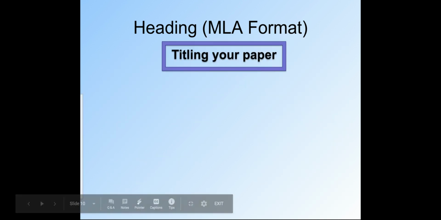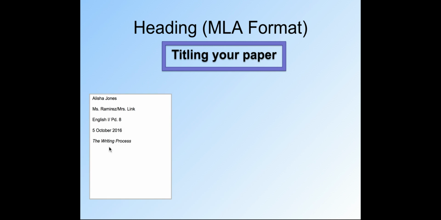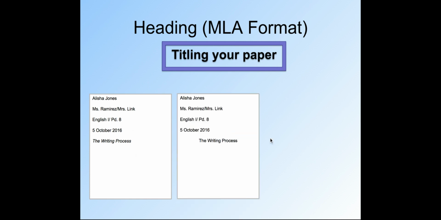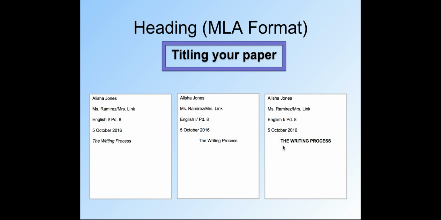All right, titling your paper. Okay, when you title your paper, do you think that it needs to look like this, where the writing process, this is my title, the writing process, is it right underneath my heading? Do you put it right in the middle? Or do you put it right in the middle and you bold and caps lock? I know that a lot of you probably like to do it one way. So choose which one you want. Is it A? Is it B? Or is it C? Okay. A is right underneath the header. B is in the middle, just plain text. C is in the middle, bolded and caps locked.